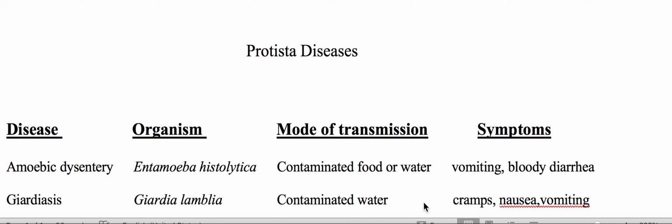So giardiasis is the disease. The organism is Giardia lamblia. That has to be underlined.